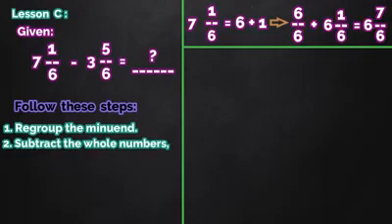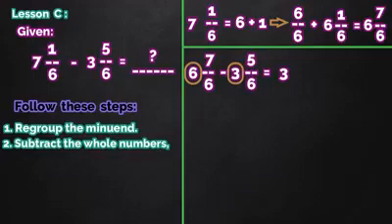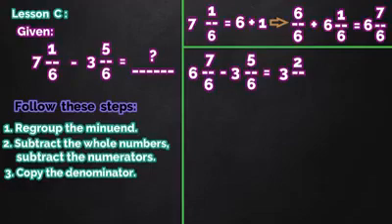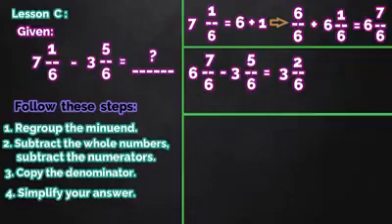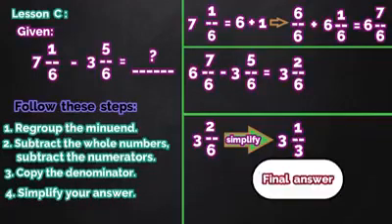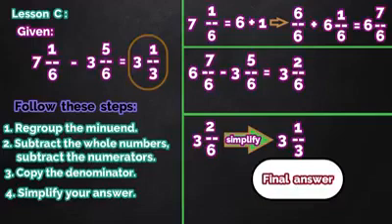Number 2. Subtract the whole numbers. 6 minus 3 equals 3. Subtract the numerators. 7 minus 5 equals 2. Number 3. Copy the denominator, which is 6. Simplify your answer. So our answer was 3 and 2/6. If it is simplified, it will become 3 and 1/3. Thus, the final answer is 3 and 1/3.